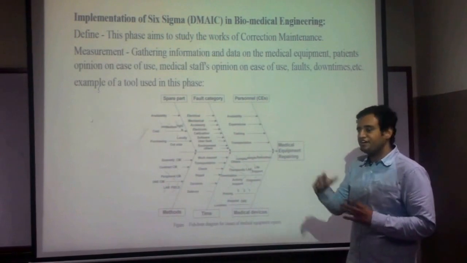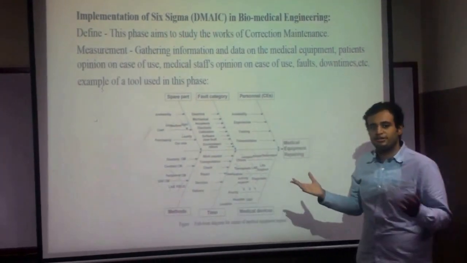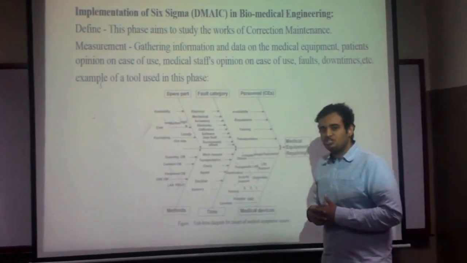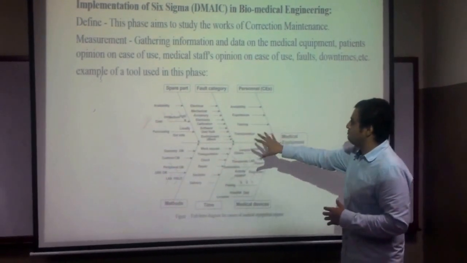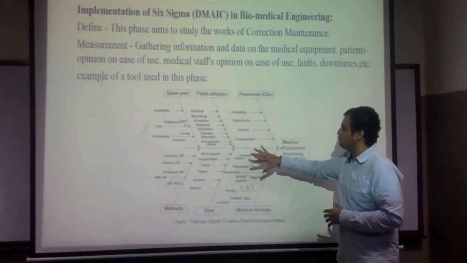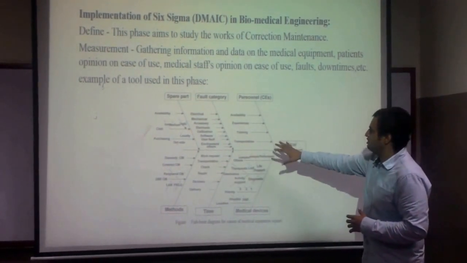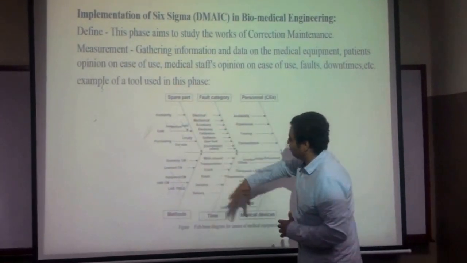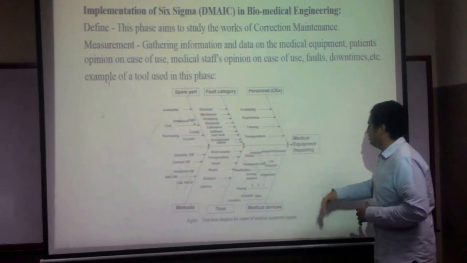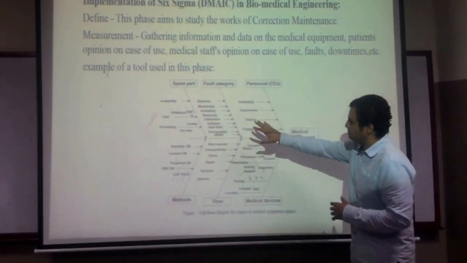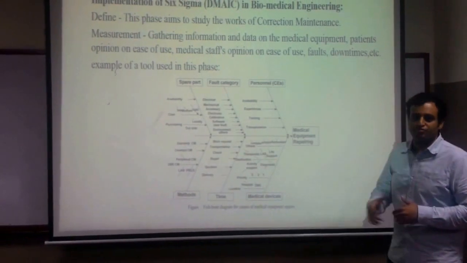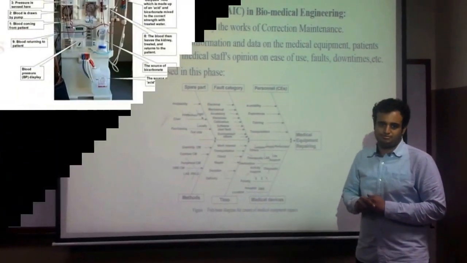For example, defining a problem, and measuring the capabilities of the machines, such as whether the machines are showing correct readings or not. This is an example of a fishbone diagram, otherwise known as an Ishikawa diagram or a cause and effect diagram. All the problems are rooted over here. On the right hand side, you have your medical equipment preparing. These are the causes. This is an example of a typical hospital chart.